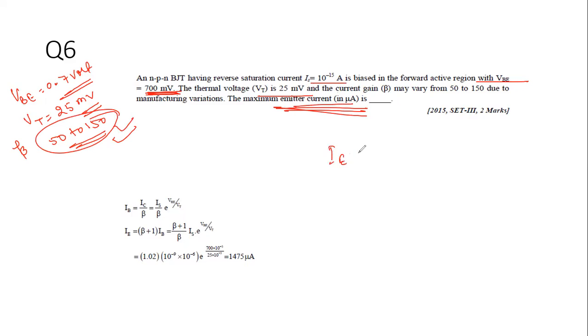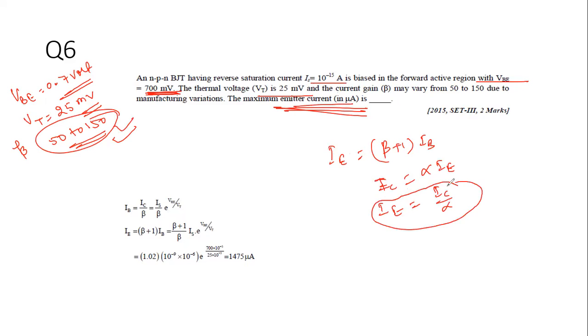So emitter current is what? Beta plus 1 times IB, or you can say IC equals alpha times IE, so IE equals IC by alpha. Okay. So beta is given, beta may vary from 50 to 150. Okay. So let's say beta equals 100.